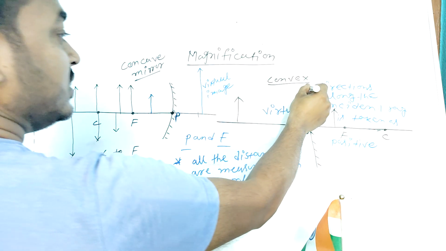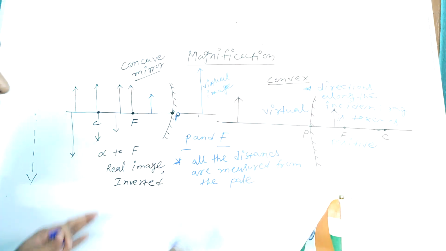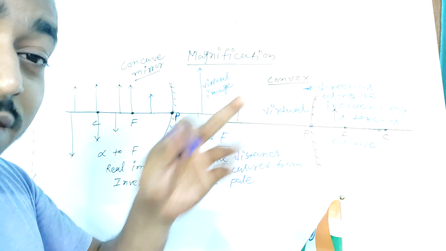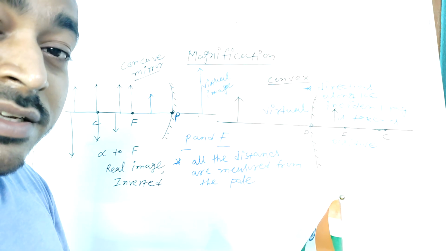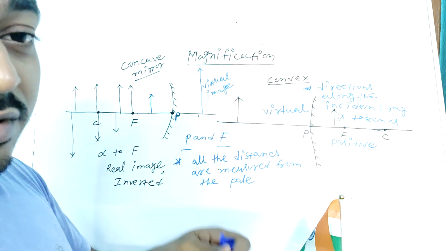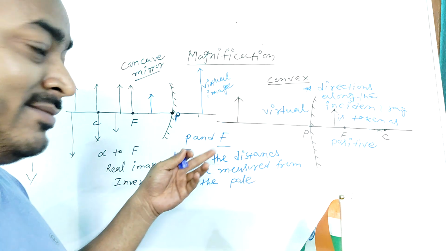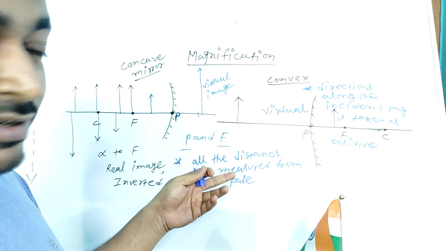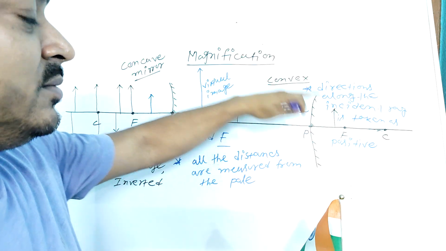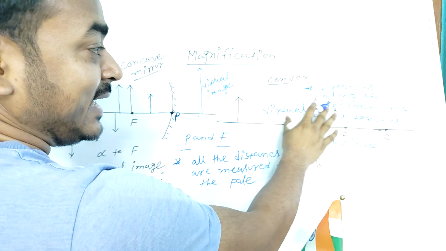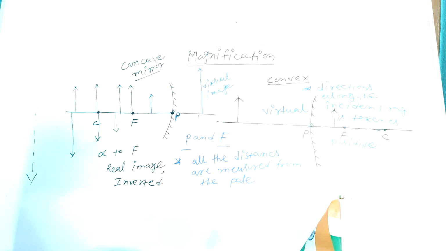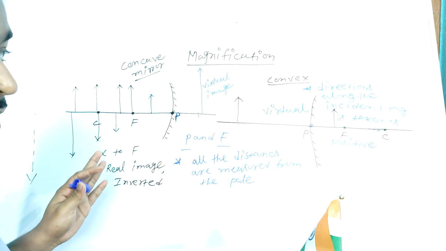So this is the second point. Here I am again repeating the sign convention. It is already discussed in Lecture 2, Class 10 Light 2, or you can see Anjali's guidance. Direction along the incident ray is taken as positive. Here all the distances are measured from the pole.